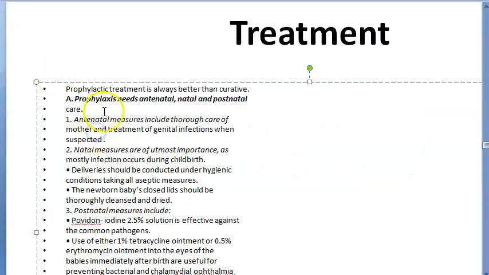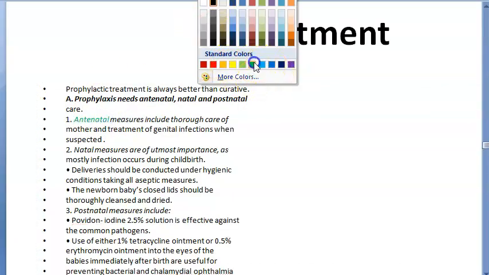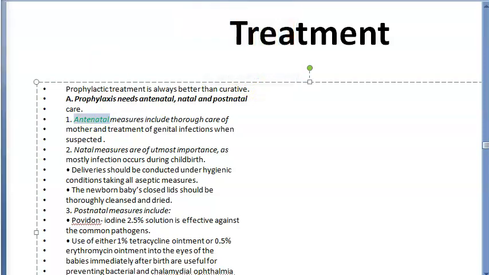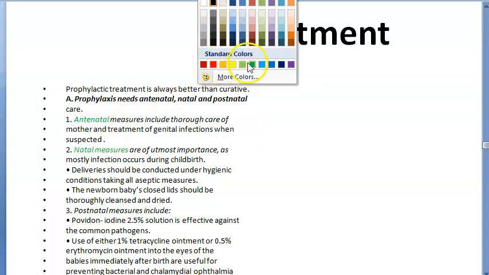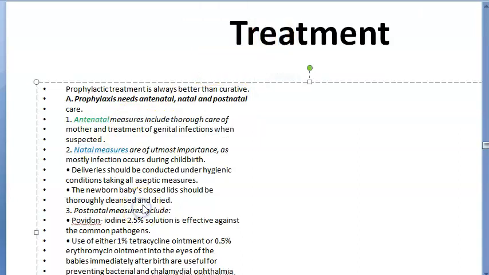Okay. How will you treat, guys? Prophylaxis, you can do antenatal. Before the baby is delivered itself, what can you do? You can check for genital infections in the mother, etc. Natal measures, that is during delivery, what can you do? All the clean strategy, right? A clean cord cut and tie, clean hands, clean surface, everything. Then in newborn babies, closed eyelids should be thoroughly cleansed and dried.